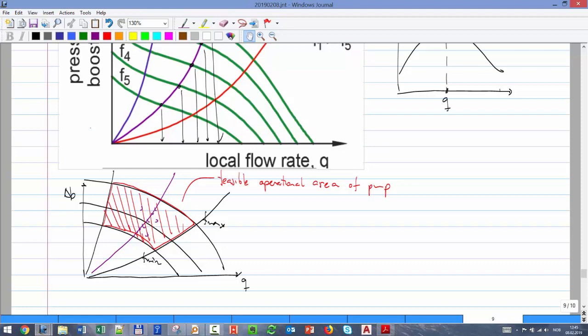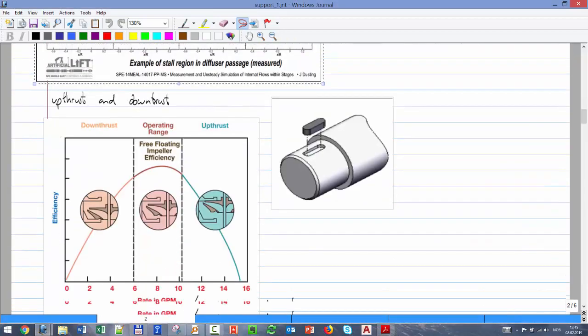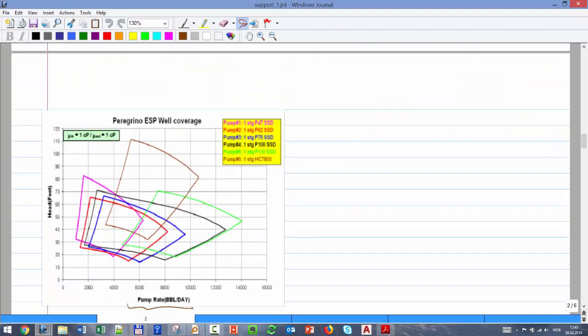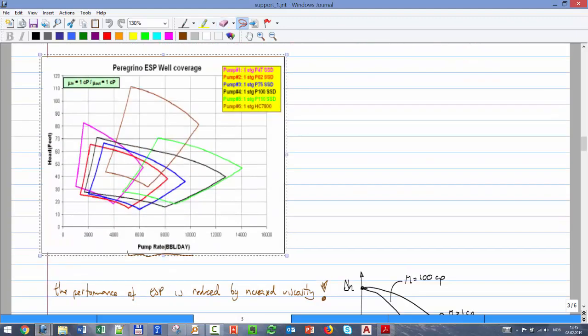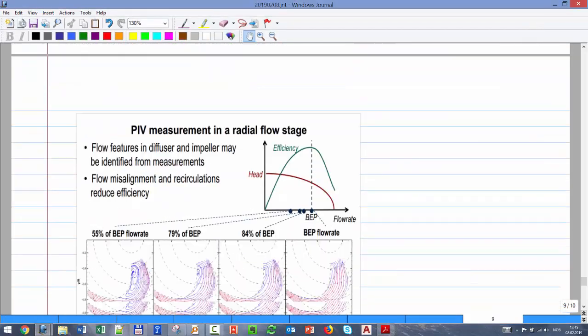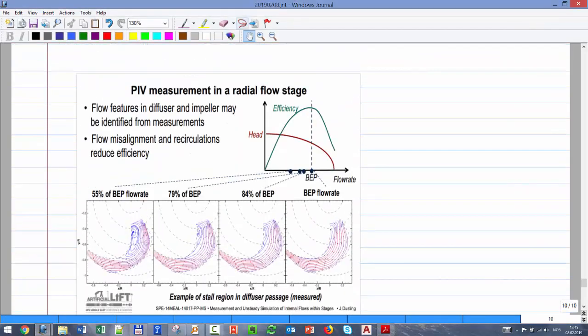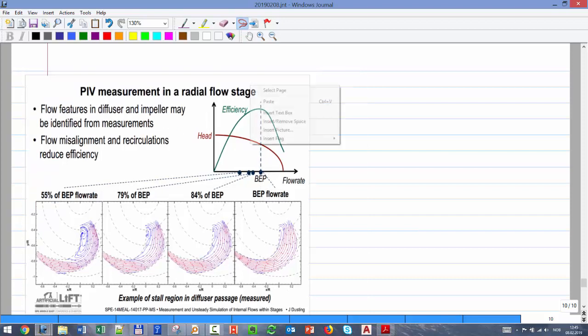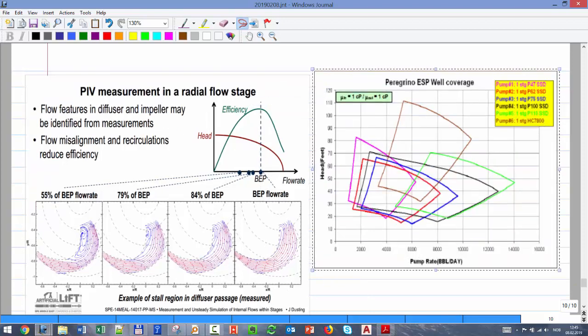Now that you understood, let me show you how it looks for a pump manufacturer. That's a pump for a field from Statoil, called Peregrino, from Equinor now, right? We cannot say Statoil anymore. And that's how the area, the envelope of the pump looks. For different pumps, I think they have one stage and different models.